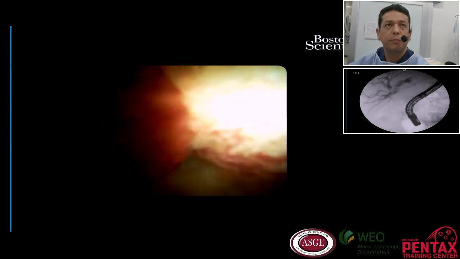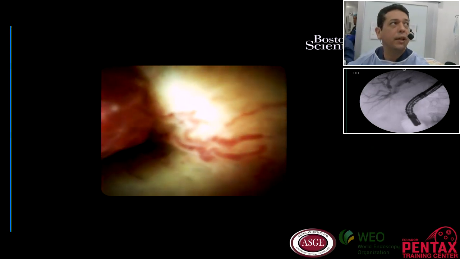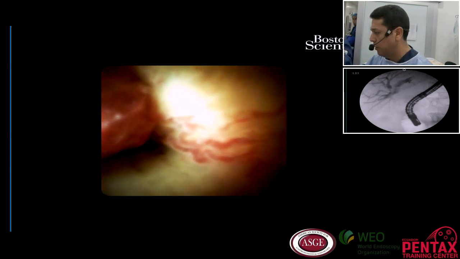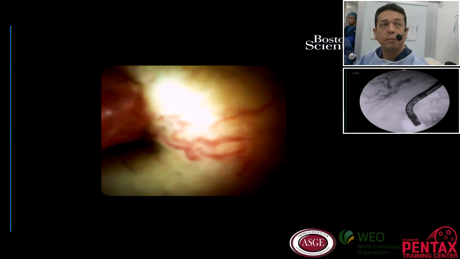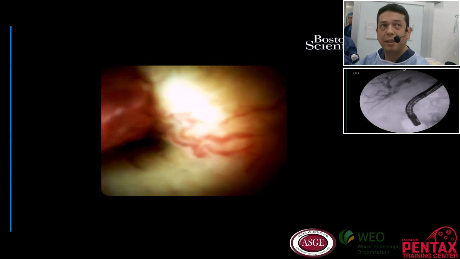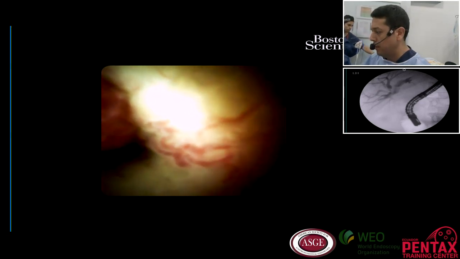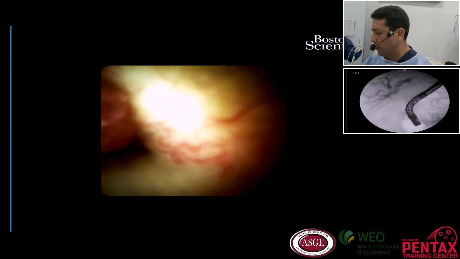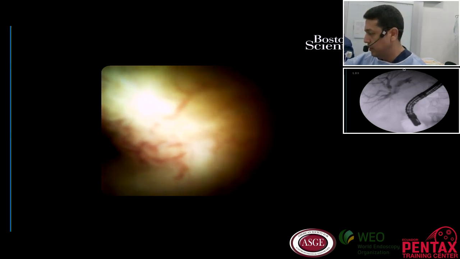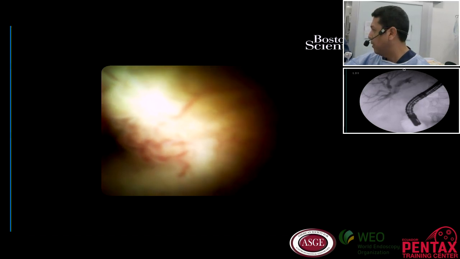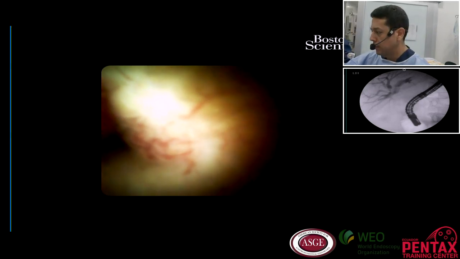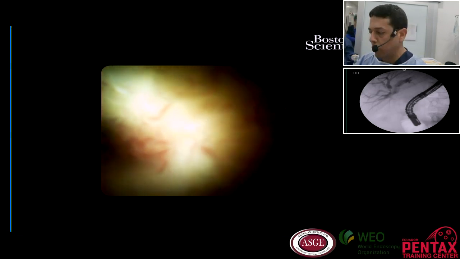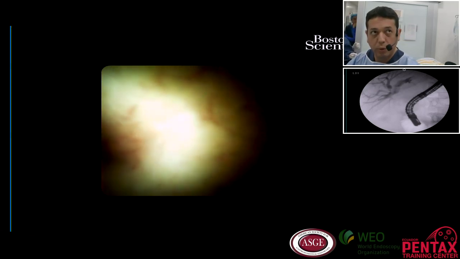Okay, la pinza, por favor. So you see the neovascularization again. So remember that the visual impression gives us an accuracy of at least 94%, so it's very high for the sensibility. Okay. Abre, cierra, abre, cierra. So when you are passing the SpyBite, sometimes it could be difficult. So you can open and close the SpyBite and this will pass.